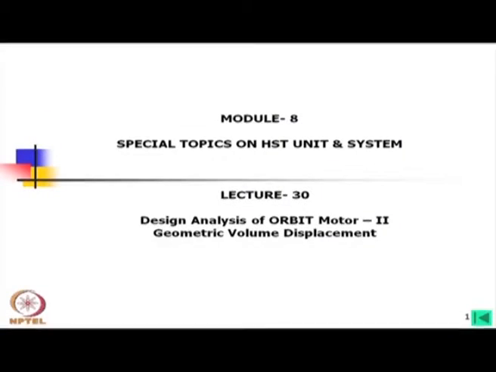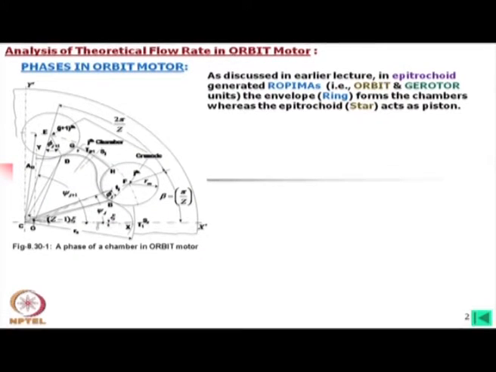Welcome to today's lecture on design analysis of orbit motor 2, which is geometric volume displacement. In the earlier lecture, in part 1, I discussed the geometric design of the star and envelope, that is, the ring of an orbit motor.